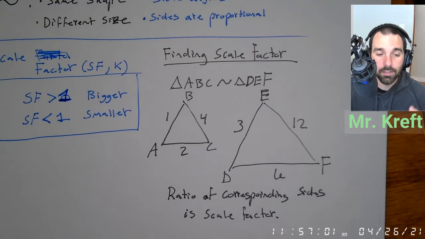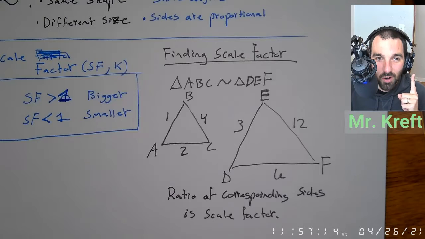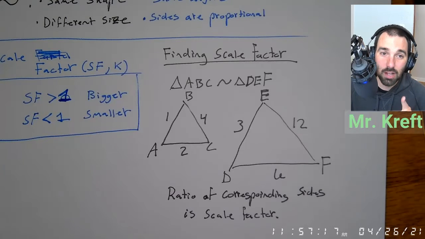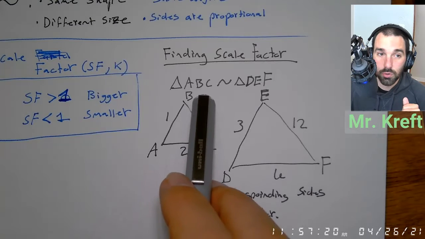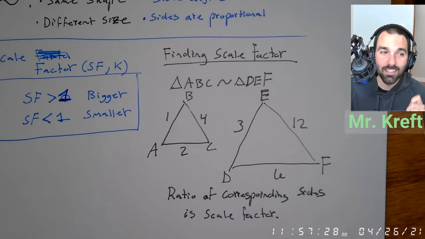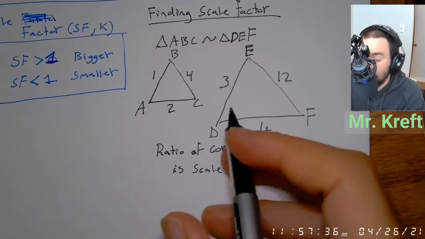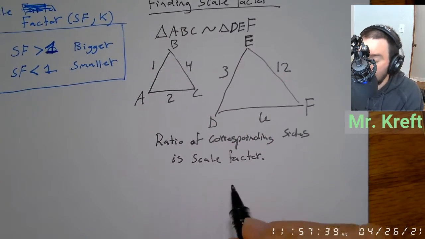And remember, for there to be a scale factor, it has to be the same for all sides. If one side has a different scale factor, they're not similar. I really want to emphasize that again, because that's how important it is. If all of the ratios aren't the same, then they're not similar. Now in this case, we know they are similar, so we know already that they're all going to have to be the same. But if you're trying to show that they're similar, all the sides have to have the same scale factor. All right, so let's take a look here.